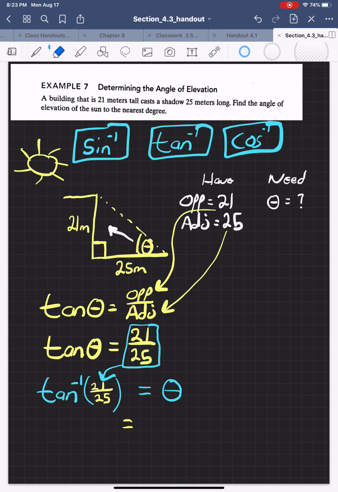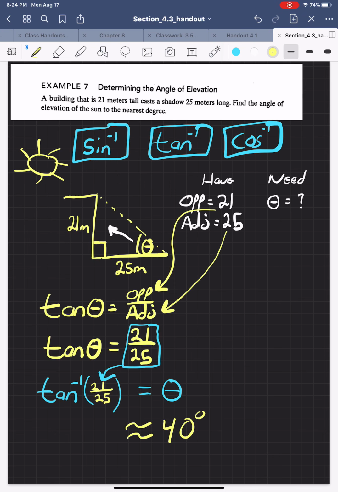We're just being approximate here. So if you have it in degree mode, I'm getting 40 degrees, roughly. If you're not getting 40, you might have it in radian mode, okay?